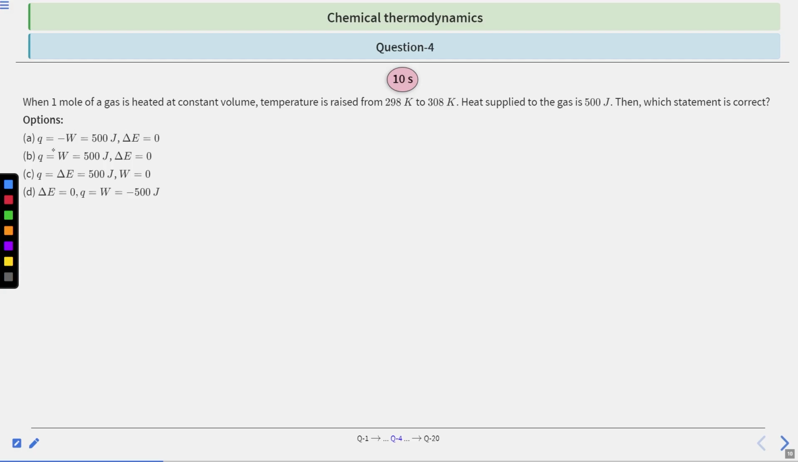Options are: Q equals minus of work done equals 500 joule and delta E equals 0. Q equals W equals 500 joule and delta E equals 0. Q equals delta E equals 500 joule and work done equals 0. Delta E equals 0, Q equals W equals minus 500 joule. You have 10 seconds to solve this question. After that, we will see the answer.